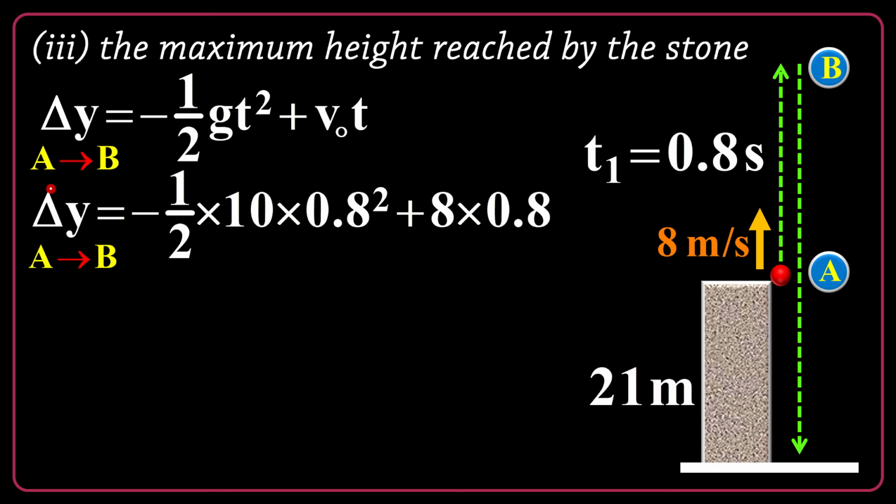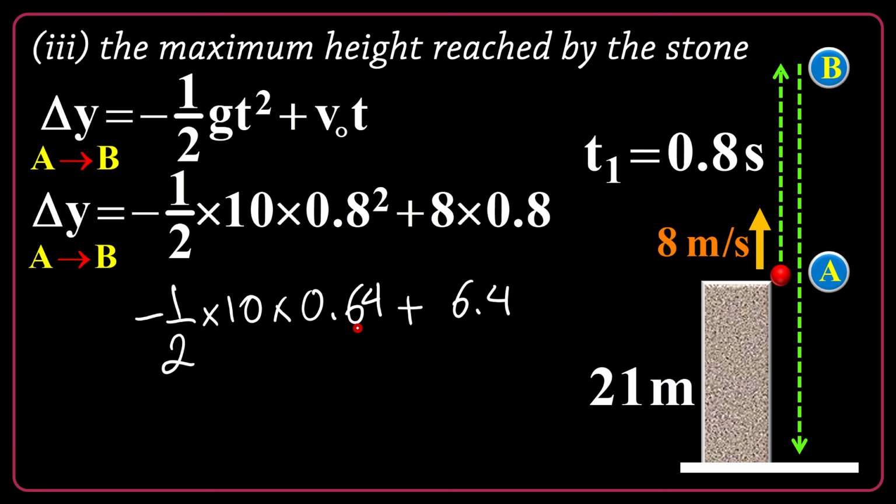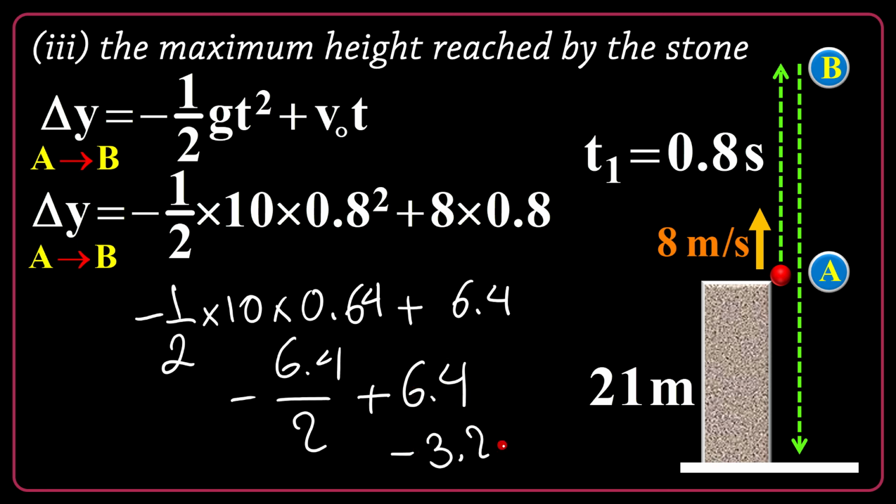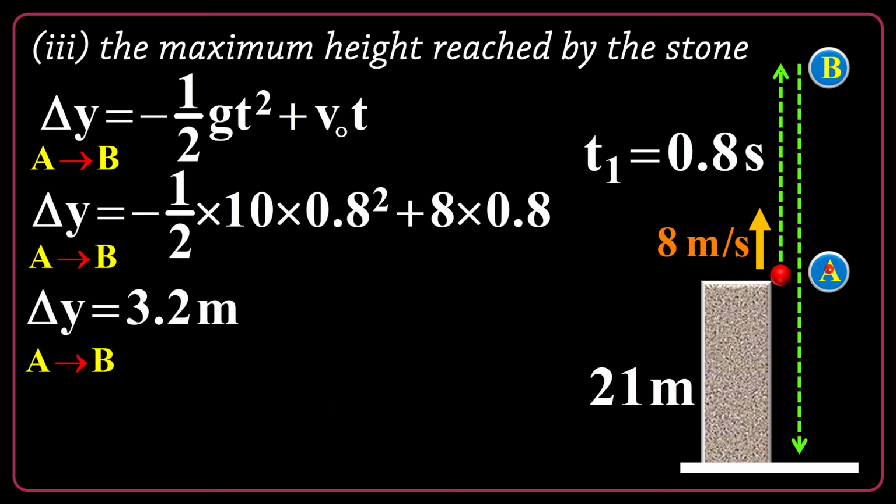So let's plug in the values. g is 10, t is 0.8 raised to the power of 2 from A to B, v₀ is 8, and t again 0.8. Okay, here I have 0.64 multiplied by 10 multiplied by a half but negative, plus 6.4. And then here it's 6.4 divided by 2 but negative, plus 6.4. It's very good. So it's negative 3.2 plus 6.4. So it will be 3.2. That's all. 3.2 from A to B.